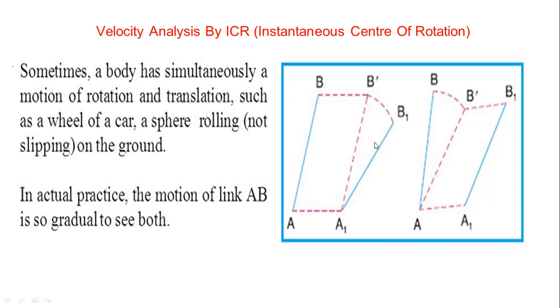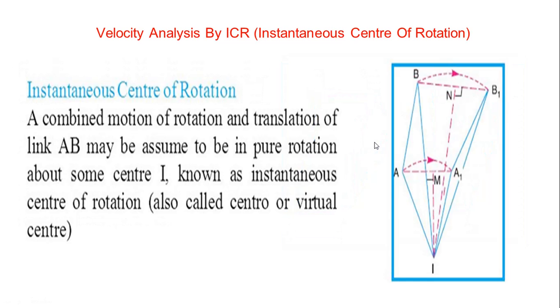So the body has a translation as well as a rotational motion, but in actual practice we are unable to see both motions at the same time, at a particular instant. It takes place in a very quick time. When the body has moved from AB to A1 B1, combining translation and rotational motion, we consider the link AB, or the body AB, to be in a pure rotational motion.